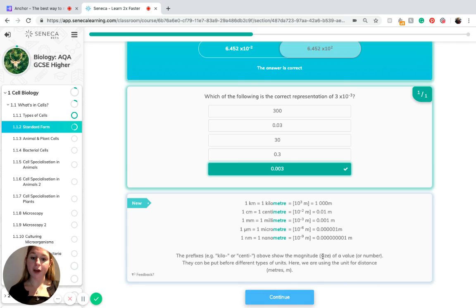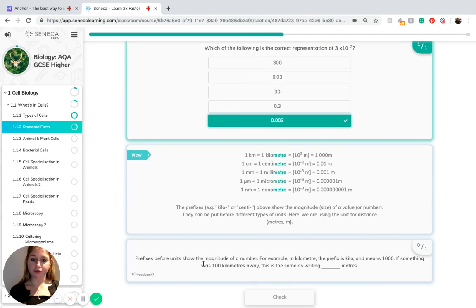Okay, so when we're converting between different measurements, you would be using standard form. The prefixes, e.g. kilo or centi of kilometre and centimetre, above show the magnitude or size of a value or a number. They can be put on different types of units. Here, we're using the unit for distance. So for example, kilometre is a distance, 1 centimetre is a distance, and 1 millimetre, and micrometre and nanometre are all distances.